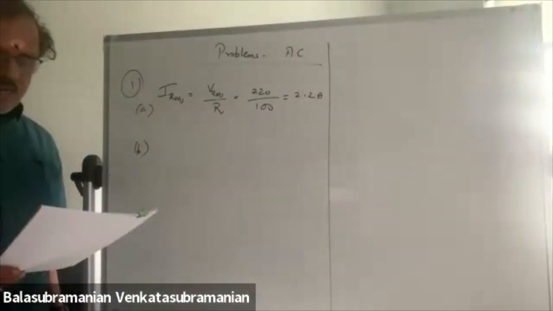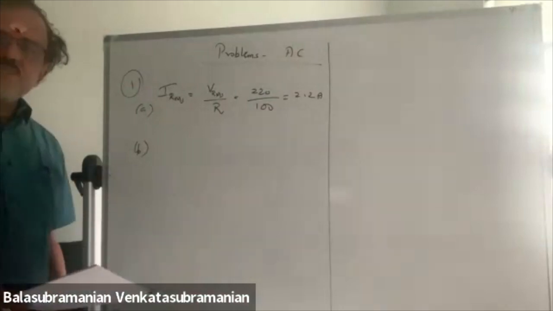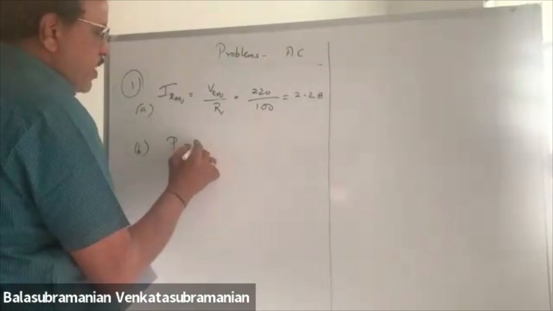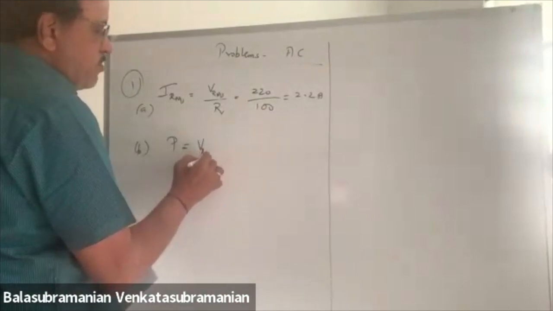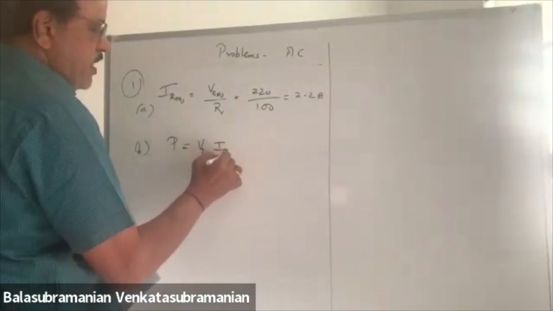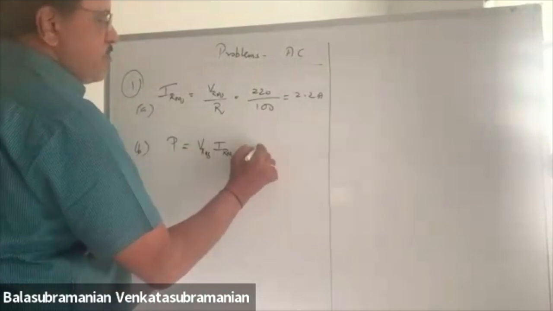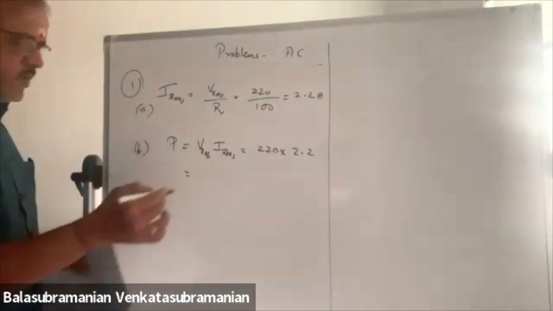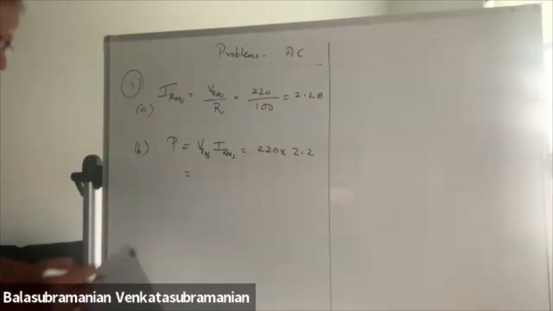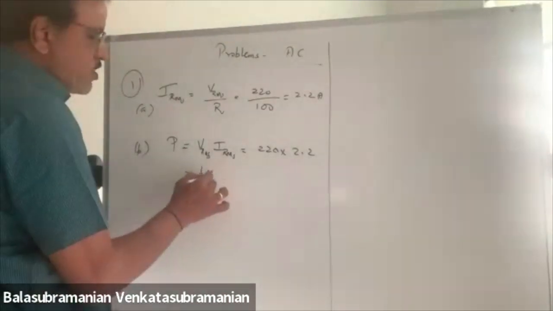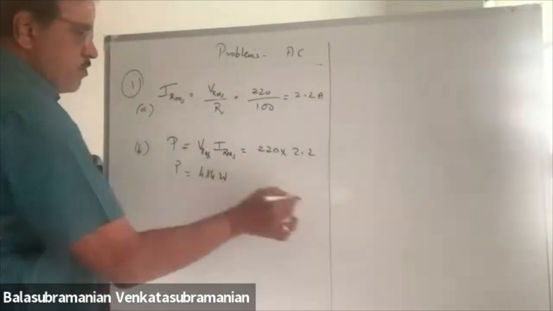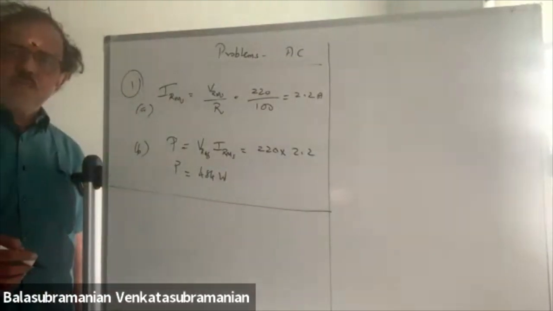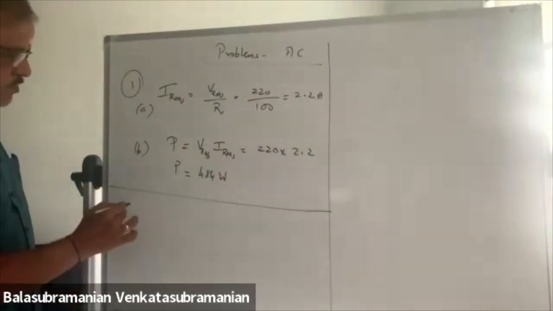B is what is the net power consumed? Net power consumed means power is equal to V into I. In our case, VRMS into IRMS. VRMS is 220, IRMS is 2.2. 220 into 2.2 is 484 watts. This is the power consumed. Okay. Second problem.